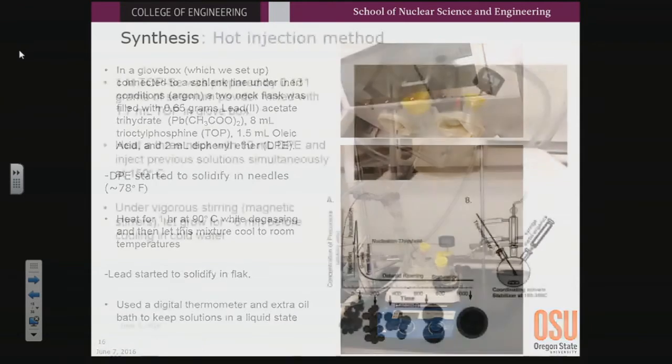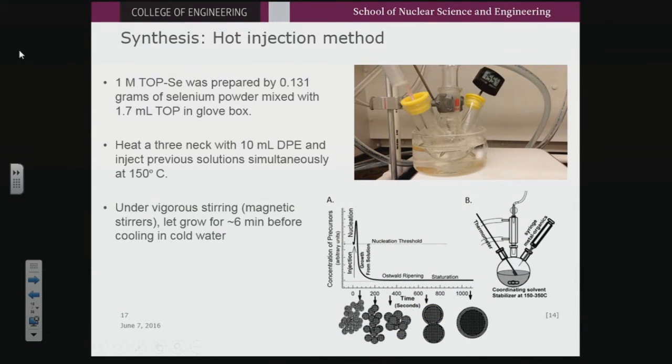And so while we're doing that degassing, you want to make 1 molar of TOP-Se: put 0.131 grams of selenium, mix with 1.7 milliliters of TOP, shake that up, add it to the previous solution. Then you're going to heat 10 milliliters of DPE up to about 150 degrees, and you're going to inject that mixture of the two solutions into your 3-neck flask. And once you do that, the temperature will rapidly drop, probably from 155 maybe to about 110, 120, around that area.